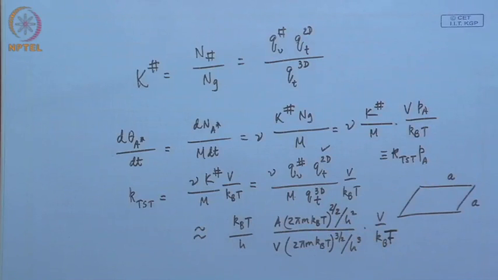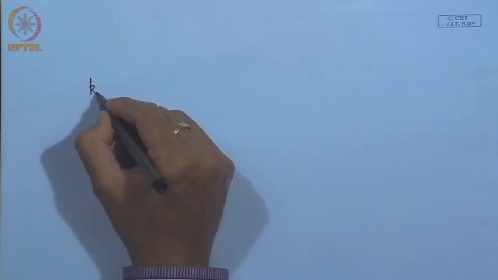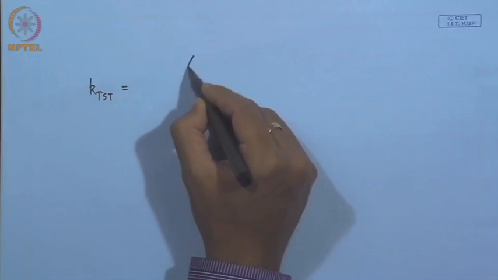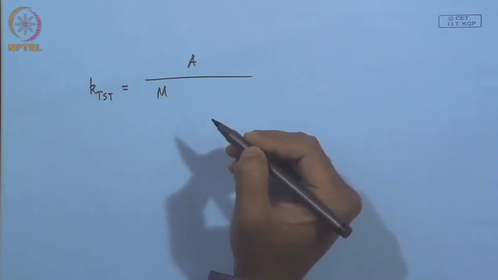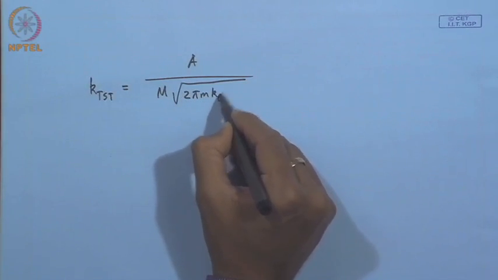Okay. So, what you end up with is, since V is there, this V gets cancelled, this A is remaining, and H square with H will give you H cube. So, this H cube gets cancelled. So, ultimately what you get is A divided by m. Okay, let me write it on a separate page. So, ultimately k_TST will be equal to A, area, divided by m. M is the total number of sites, into square root of 2 pi m kB T.